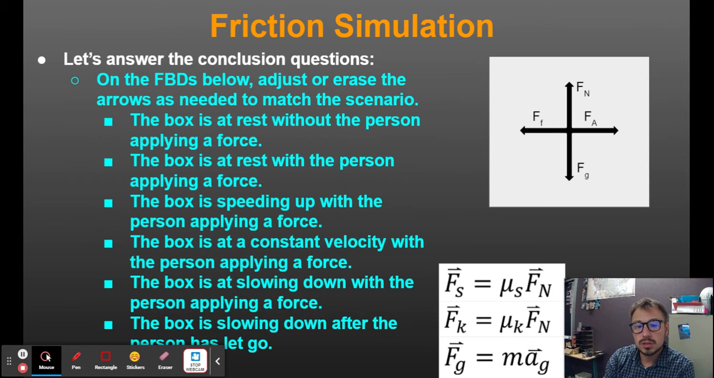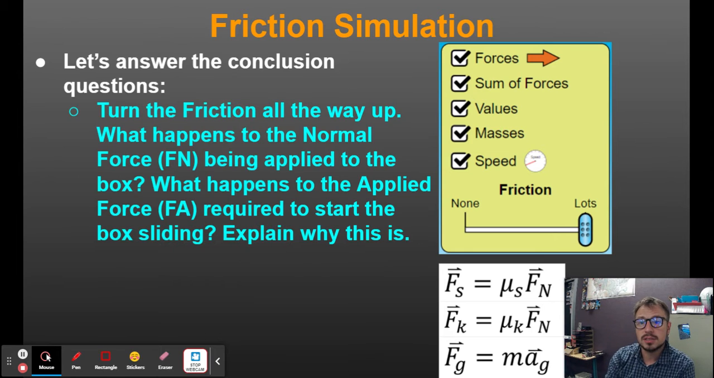So then you can draw the free body diagram. You can manipulate the arrows based on these different conditions, whether it's accelerating, constant velocity, slowing down, just what forces are being applied to it, and are those forces balanced or unbalanced.